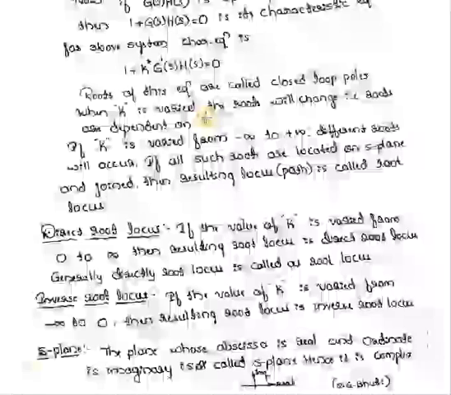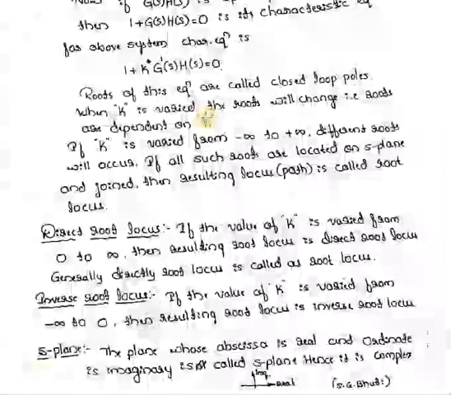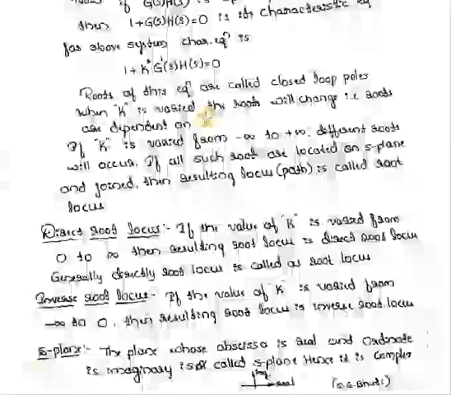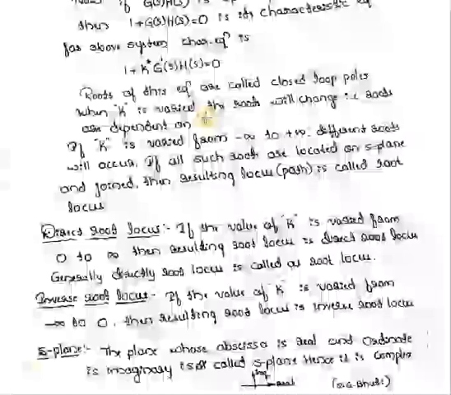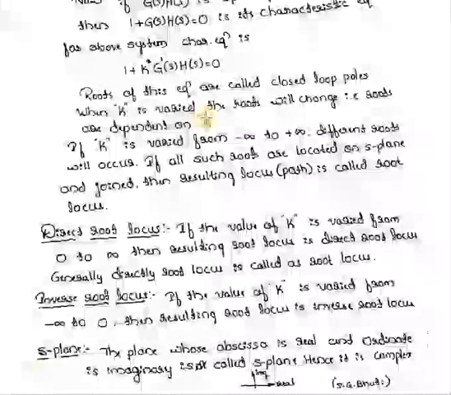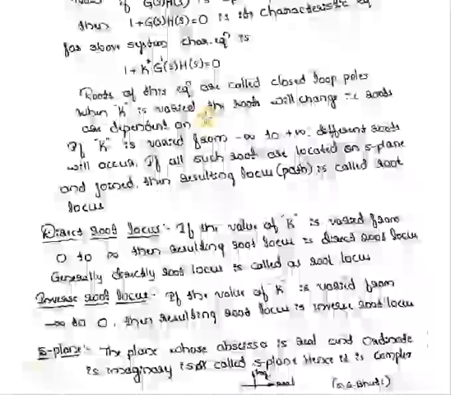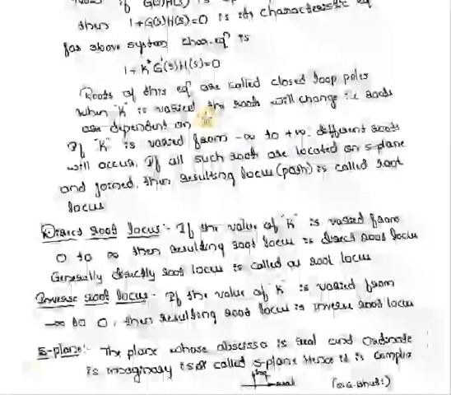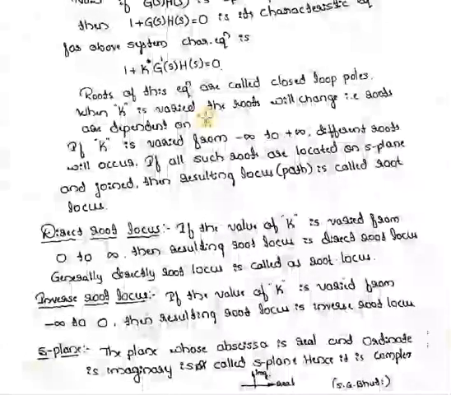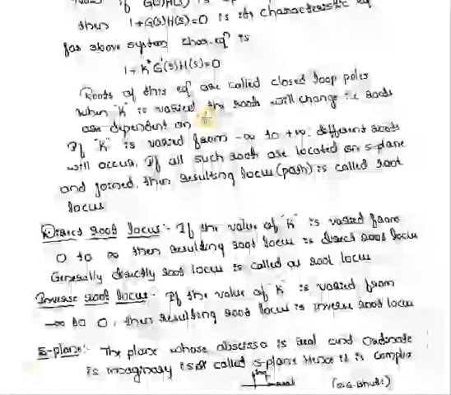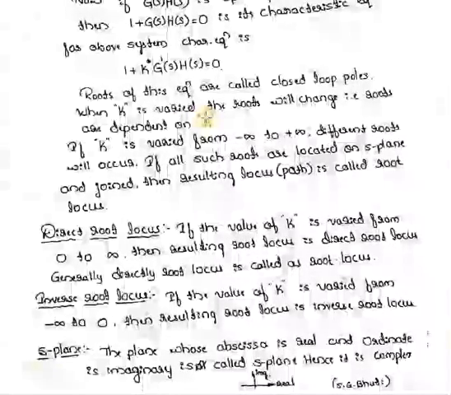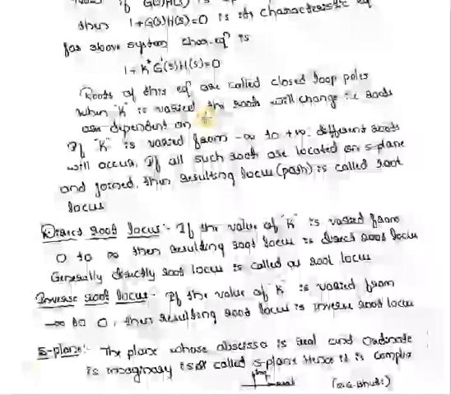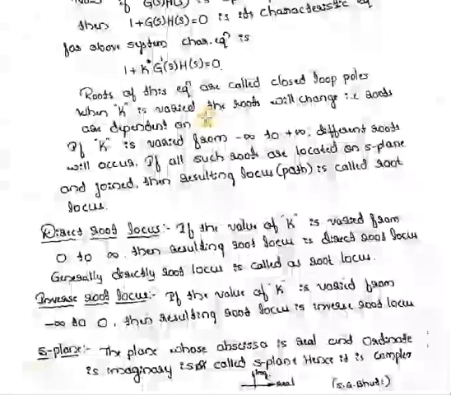There are two types of root locus. One is direct root locus and another is inverse root locus. In case of direct root locus, if the value of K is varied from 0 to infinity, then the resulting root locus is a direct root locus. That is, the gain value will be only from 0 to infinity. Generally, the direct root locus is called the root locus. And the second one, inverse root locus, is when the value of K is varied from minus infinity to 0; the resulting root locus is called the inverse root locus.